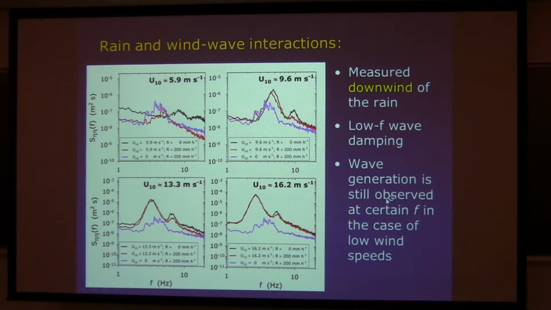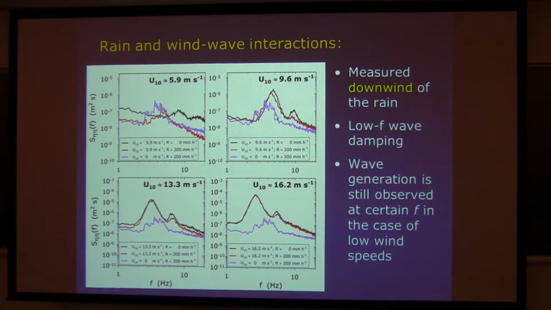Now, if we do the same examination, but this time downwind of the rain, we do see something different. At the lowest wind speed of about 6 meters per second, we see damping at high frequencies with the presence of rain. And then there's only a small increase in low frequency energy, but over a very narrow band. And this is a side effect of the fetch dependence once again.